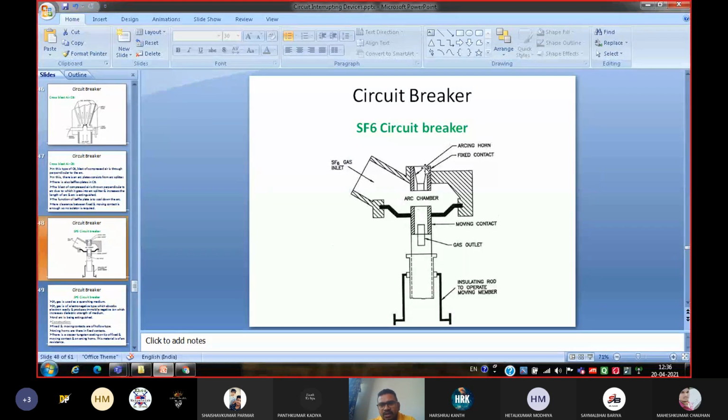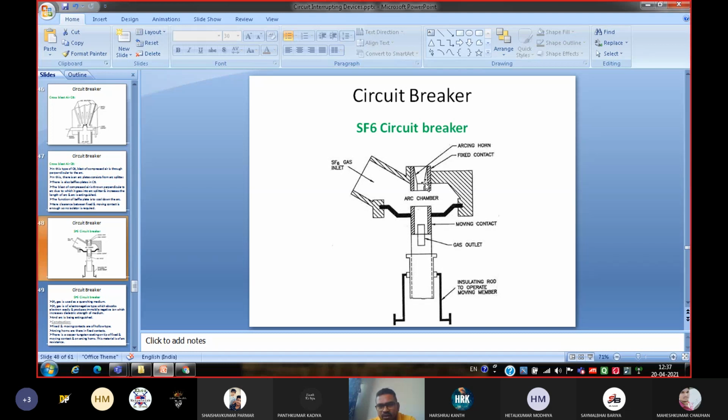Both the moving contact and fixed contact are in the arcing chamber. So this chamber is known as the arc chamber or arcing chamber. Why is this name given? Because in this chamber the fixed contact and moving contact are there, and when the contacts become separated, at that time an arc is produced. This arc is quenched by using the SF6 gas. So the whole arc generation and arc quenching process is done in this chamber. That's why it is known as the arc chamber or the arcing chamber.